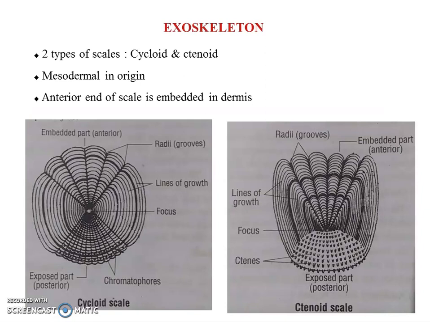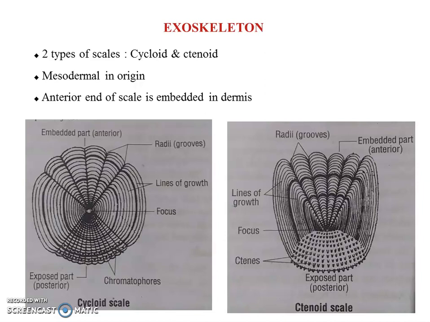Exoskeleton of fishes is formed of scales. Okay, and it consists of a covering of thin, flexible, plate-like, overlapping bony scales arranged like tiles on a roof. The scales in the case of mullet are of two types. You can see the cycloid type of scale and the ctenoid type of scale. Okay, two types of scales are seen in mullets, and they are mesodermal in origin. That is, the scales are formed from the mesoderm.